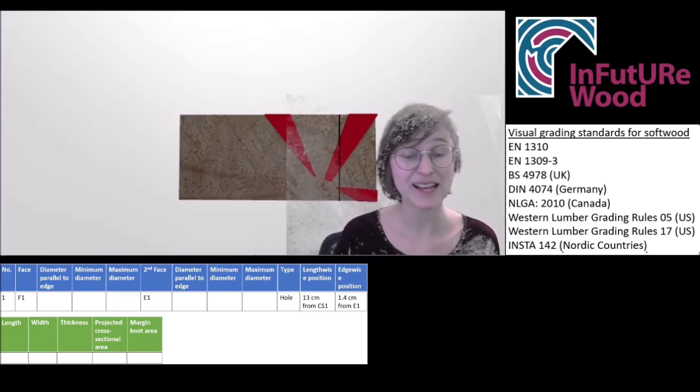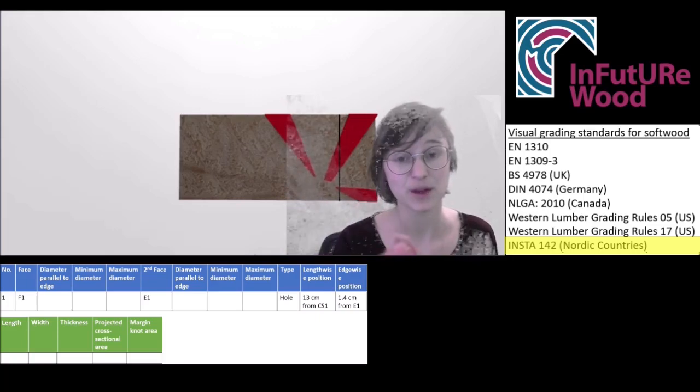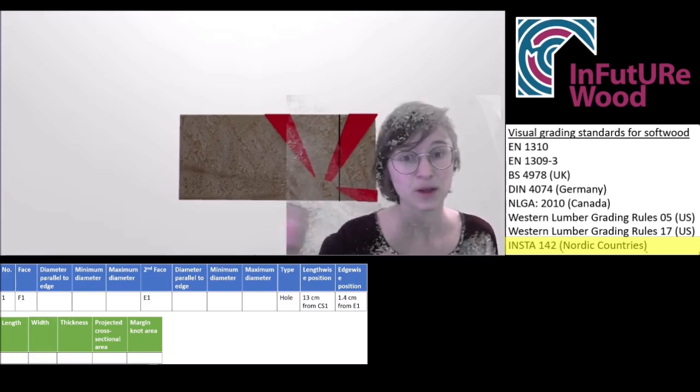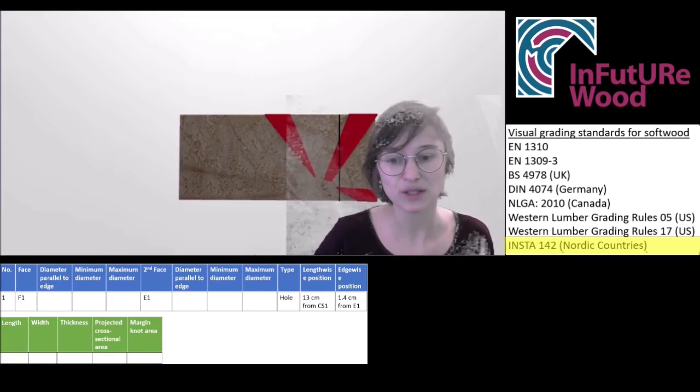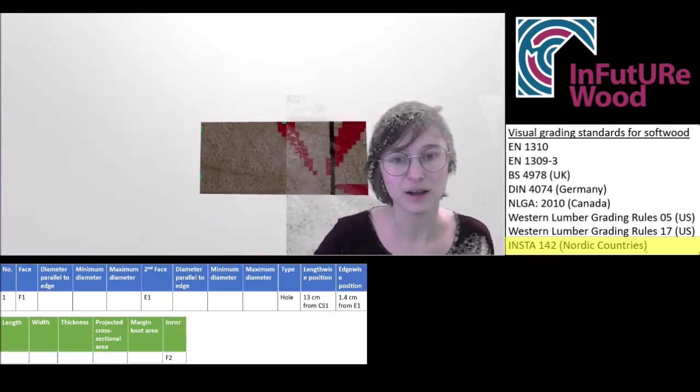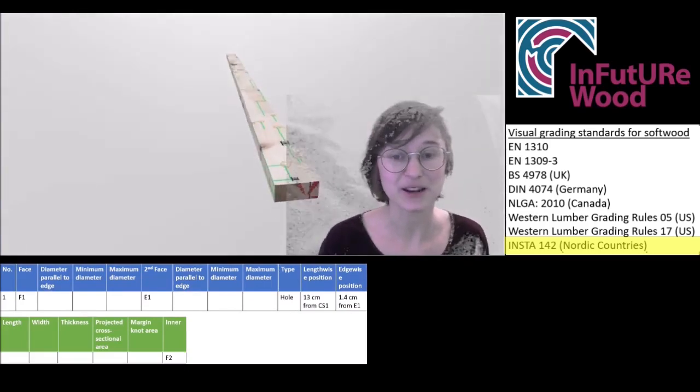So now we are nearly done. Only for the Nordic grading rules we need to note that this face of the beam is the inner face. Why is this one the inner face? Because it is closer to the pith. So this one up here would be the outer face. We need to note this so we can later use the Nordic grading standard.